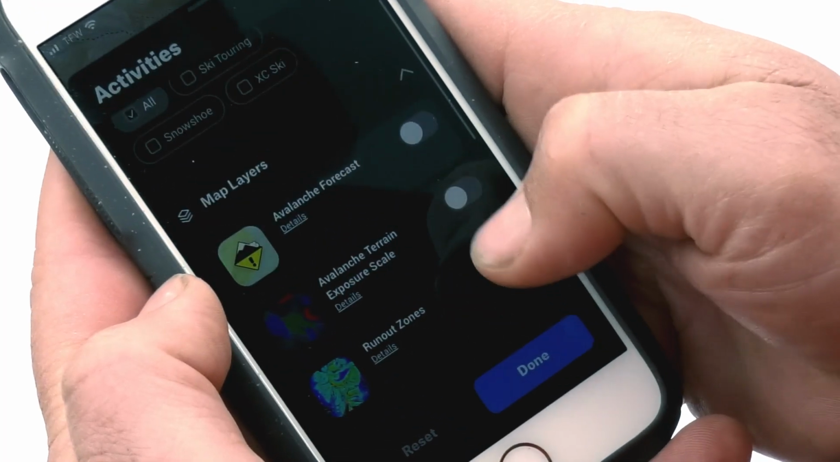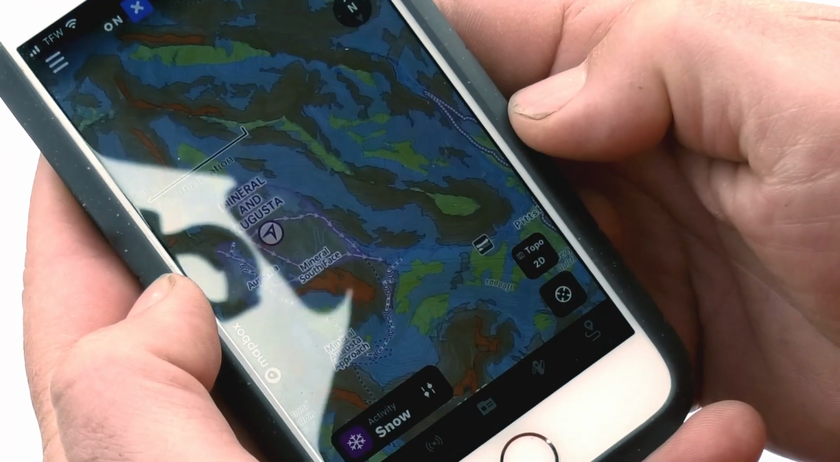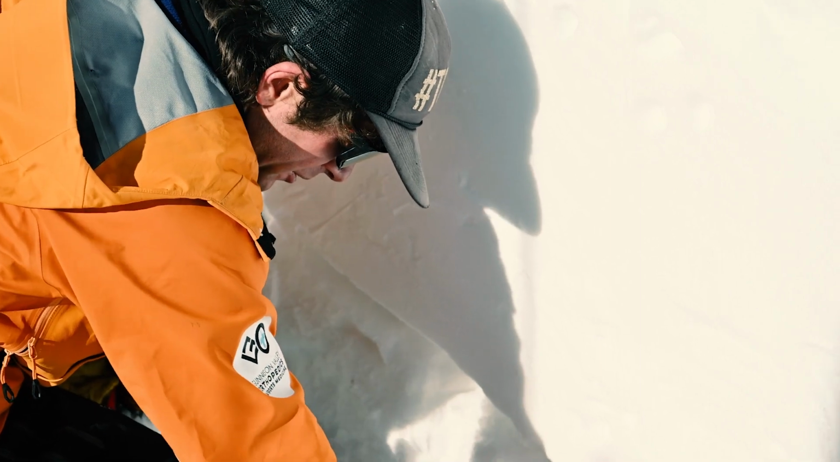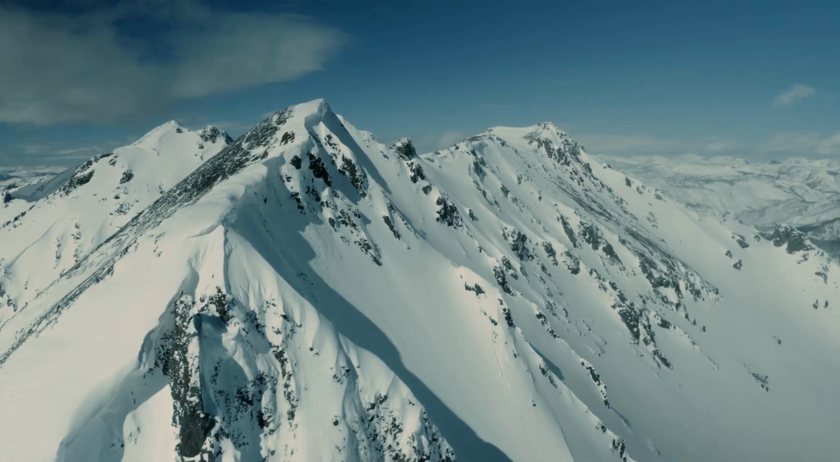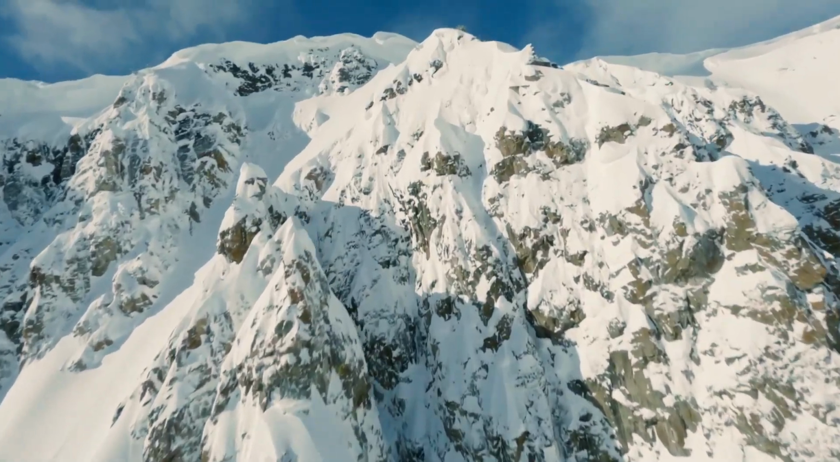The other benefit of ATES is that it identifies avalanche terrain. So snowshoers or other recreators who may want nothing to do with avalanche terrain can use these maps to know when they're stepping into potential runout areas or avalanche terrain at all.